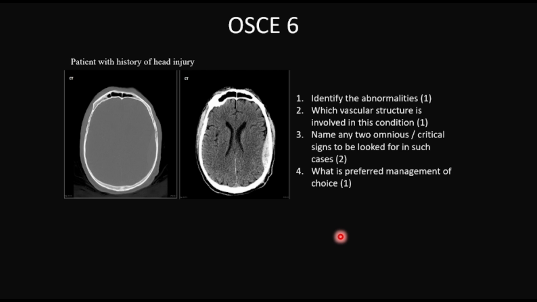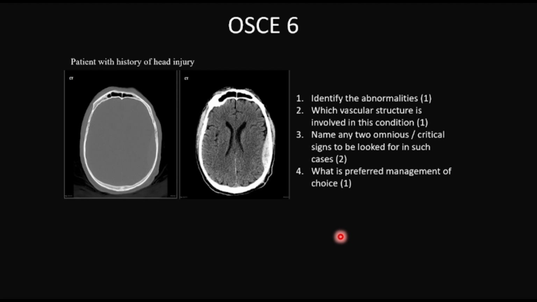Any two ominous or critical signs to be looked for in such cases. Of course, when EDH is there, we have to look for the mass effect, and mass effect in turn leading to any intracranial herniation syndromes like transtentorial or uncal herniations. Those are the ominous signs.